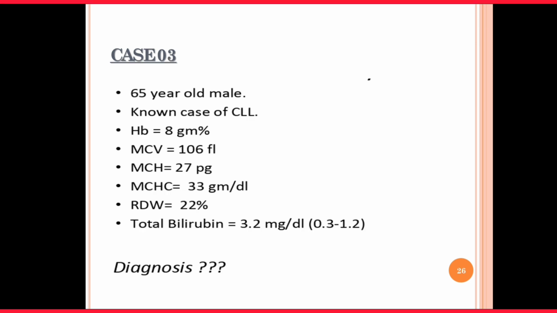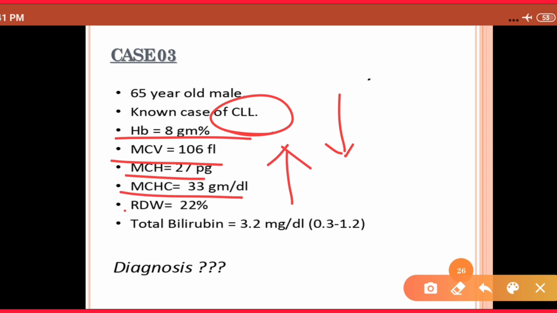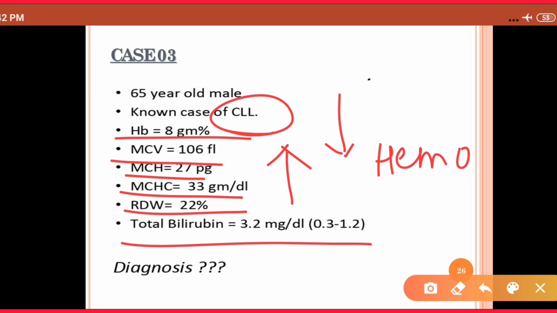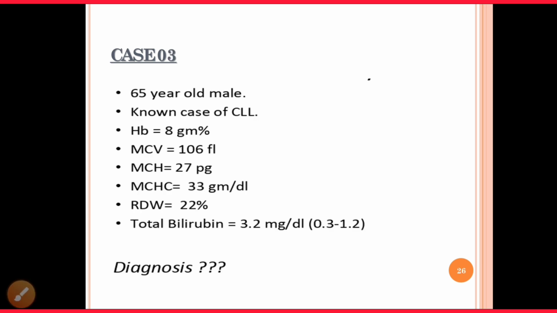Okay, third case, a CLL patient, 65-year-old male. His hemoglobin level is low. MCV is high, right? MCH, MCHC normal. RDW increased and the bilirubin has been raised. So you know very well that your bilirubin level will increase when your red blood cells are destroyed. So red blood cell destruction is seen in hemolysis, right? And your hemoglobin level is low. So this is the case of hemolytic anemia. You have to run the panel for hemolytic anemia and rule out the cause from the hemolytic anemias. So that was a case of hemolytic anemia.